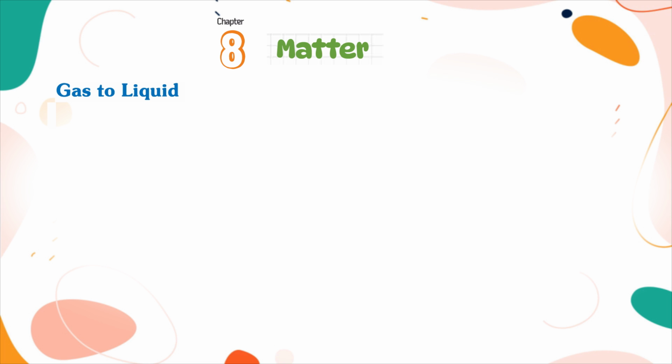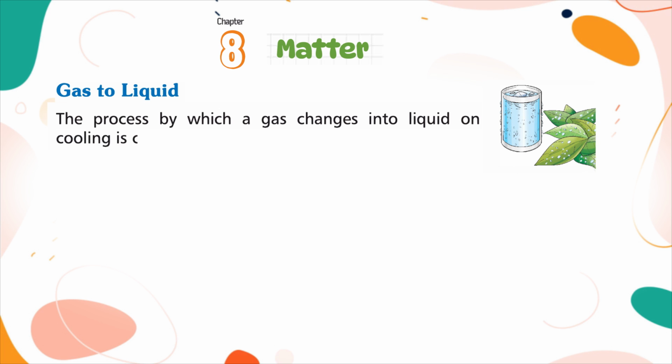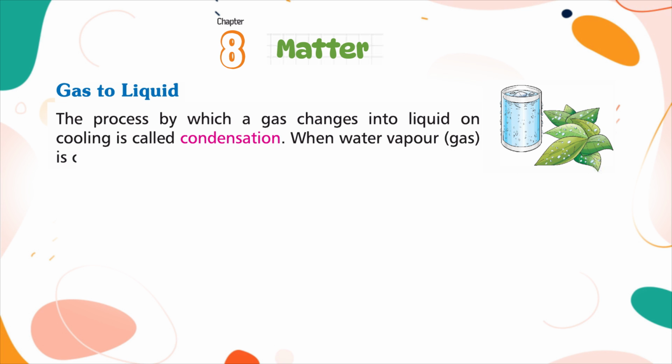Gas to liquid. The process by which a gas changes into liquid on cooling is called condensation. When water vapor, gas, is cooled, it condenses and changes into water, liquid.